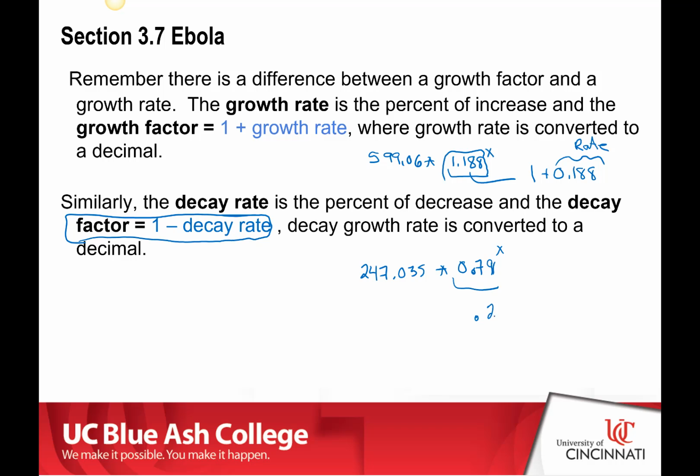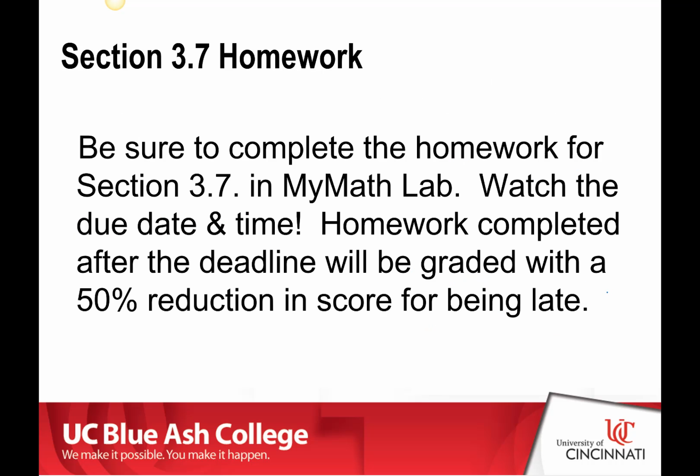The 0.21, which comes from 1 minus the 0.79, will give us the decay rate. This decay rate can be converted to a percent, in this case 21%. Okay, make sure that you take a look at the homework for section 3.7.